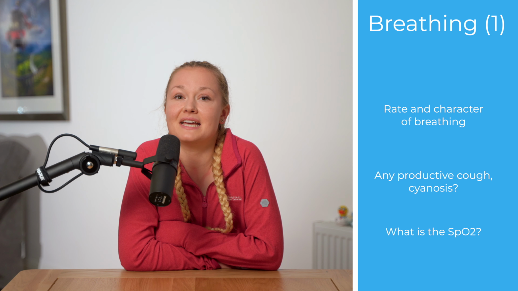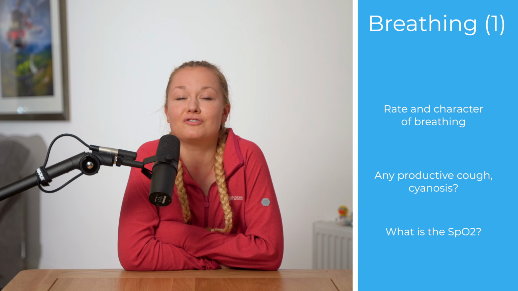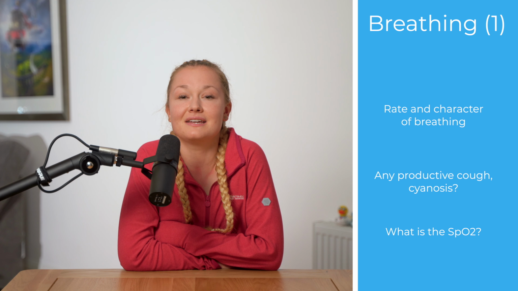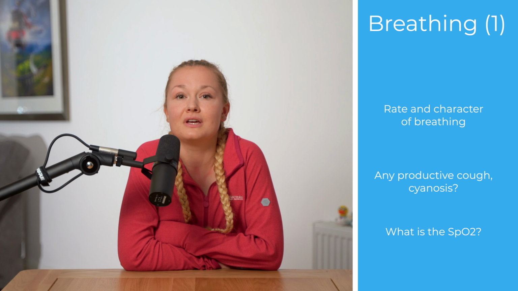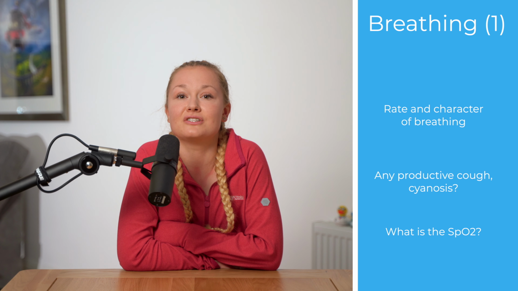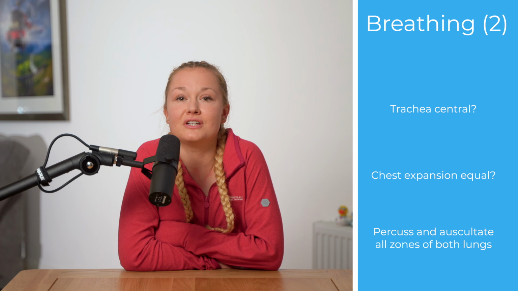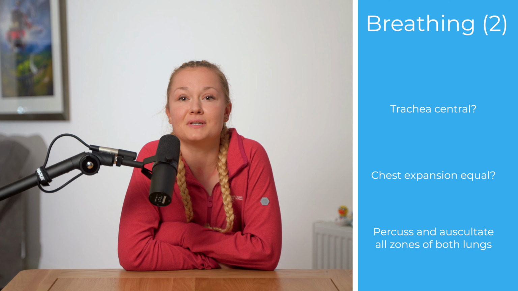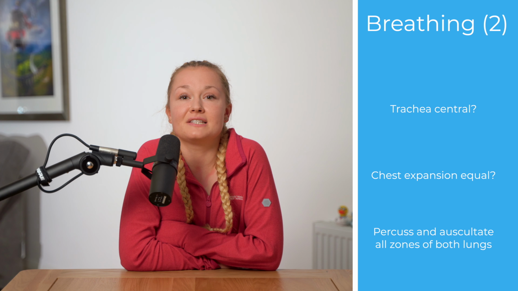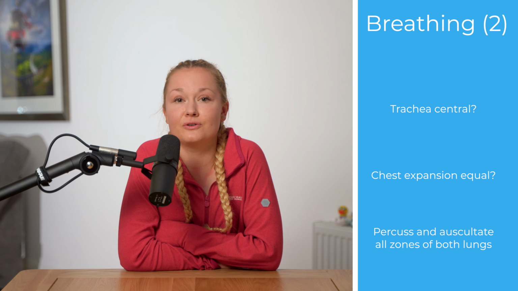B, breathing. There's a few things to consider in this heading. You want to know the respiratory rate, the character of their breathing, any cyanosis or cough, and see what their oxygen saturations are looking like. And now we look at the trachea. There's no deviation, and so we continue with our respiratory assessment.